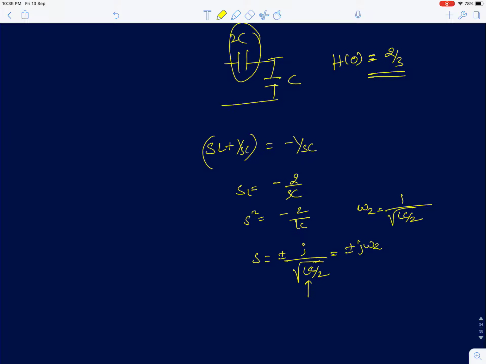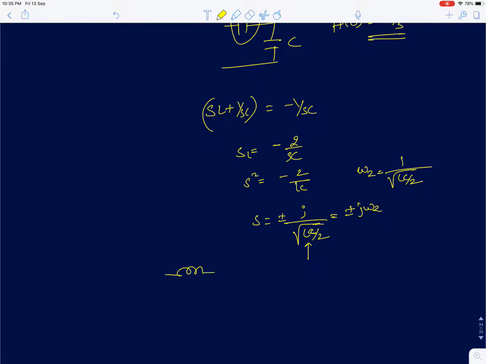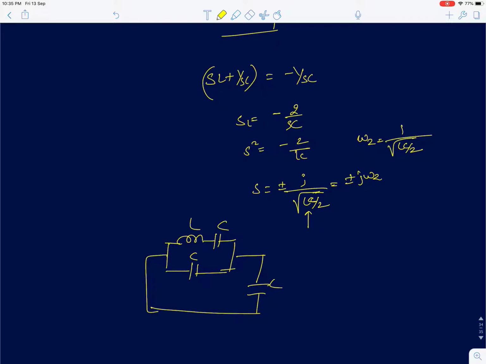And to find the pole, I have to short the input. So the circuit is this: I have to short circuit the input and find the effective capacitance seen by this inductor now. Now the difference is these two capacitors will add up, so we'll have 2C, and that 2C will be in series with C. That will be the equivalent capacitance. So the resonant frequency is going to be 1 by root of L C equivalent, and C equivalent in this case is going to be 2 by 3 C.